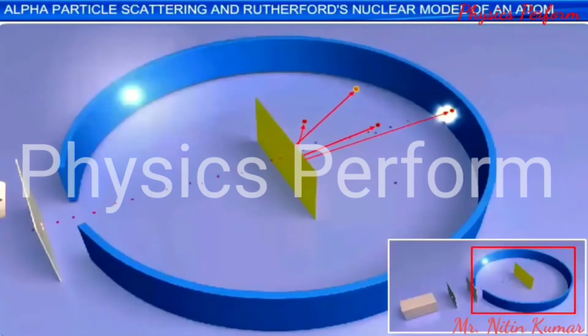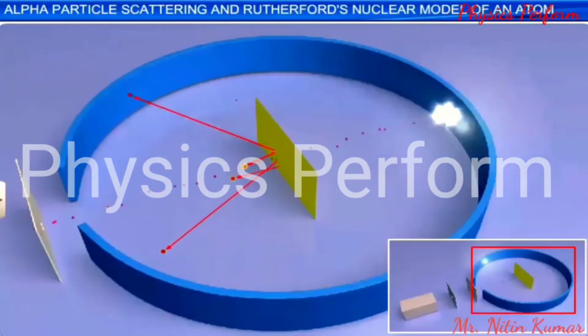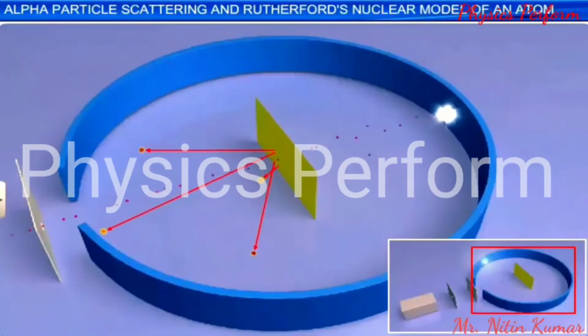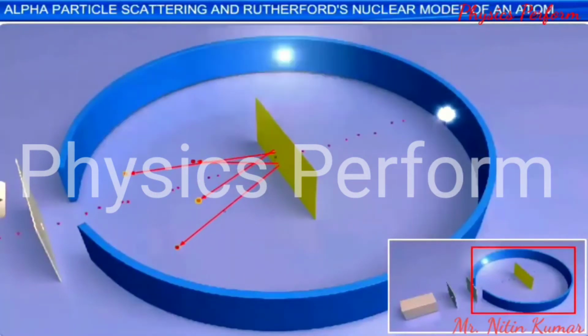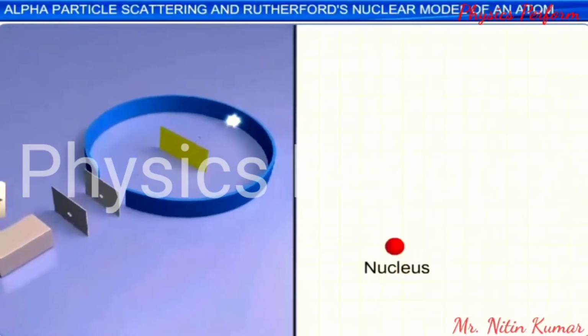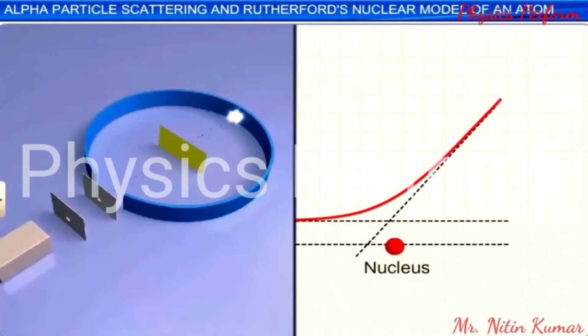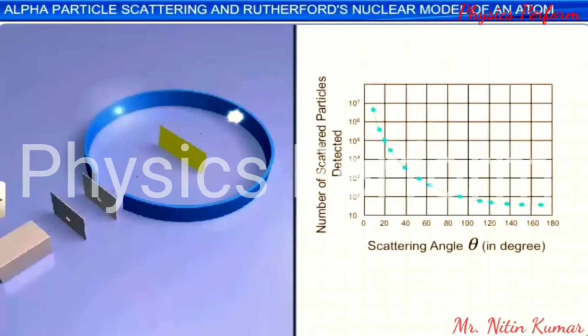These deviated particles were studied as a function of the angle of scattering. Angle of scattering is defined as the angle between the path of the incident particle on the gold foil and the path of the scattered particle away from the gold foil. A graph was plotted between the number of scattered particles detected on the y-axis and the scattering angle on the x-axis.